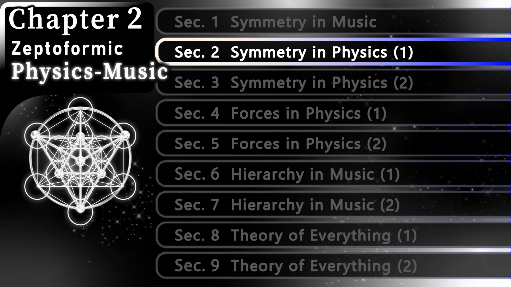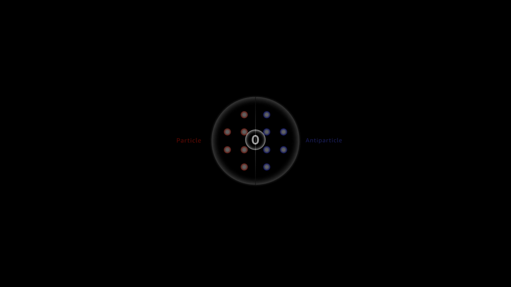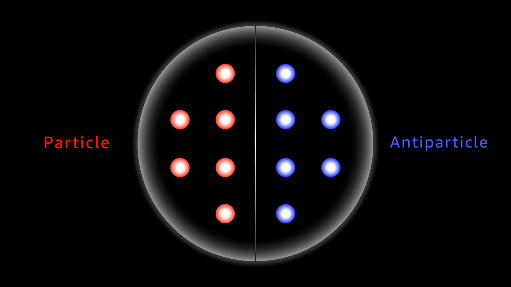Chapter 2, Section 2, Symmetry in Physics, Part 1. In this figure, 0 represents emptiness or nothingness. When the universe was created from nothingness, equal amounts of particles and antiparticles were produced. A particle and an antiparticle have exactly the same mass, but they have opposite charges, representing yin and yang.